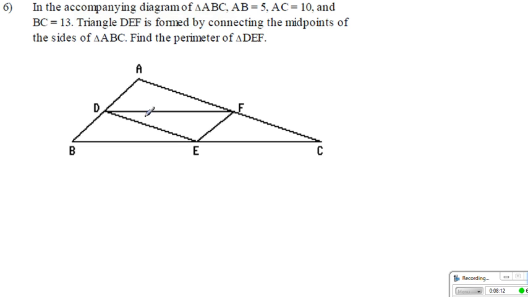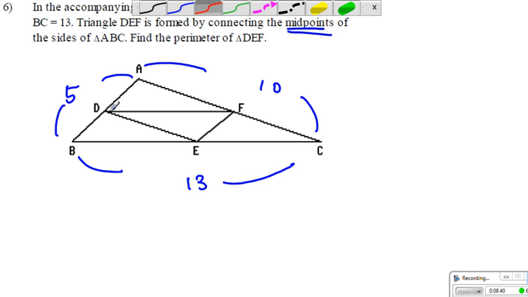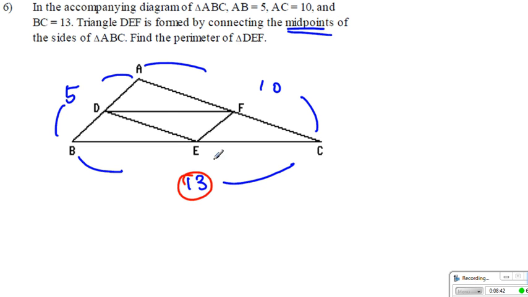Now here AB is equal to 5. And then AC is equal to 10. And BC is equal to 13. But these are the midpoints. So therefore, each one is the mid-segment. Mid-segment is in fact half of its opposite side. So in fact, we get to realize that DF must be half of 13, which is 6.5. DE must be half of 10, which is equal to 5. And EF must be half of 5, which is 2.5.